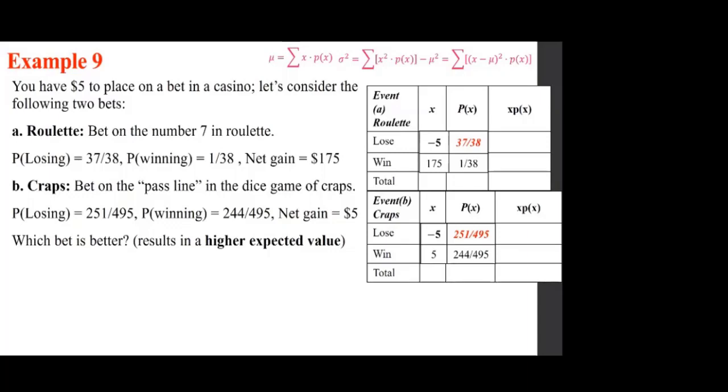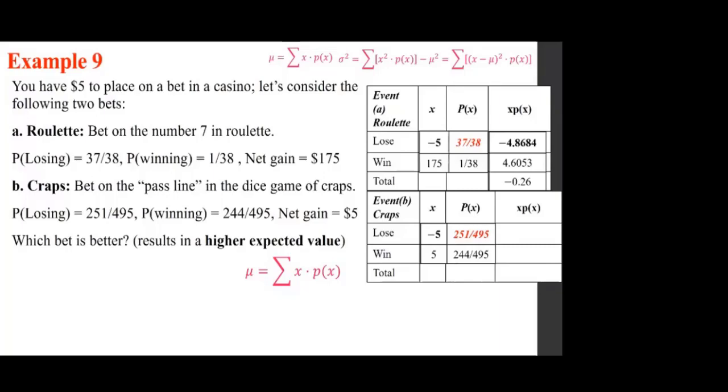It means we have to multiply the two columns and add them up. The columns are x and p of x. Let's calculate their product and add them up. So we are interested in calculating mu equals summation of x, p of x. When we multiply -5 by 37 over 38, and then we multiply 175 by 1 over 38, and then we add them up, we get -0.26.